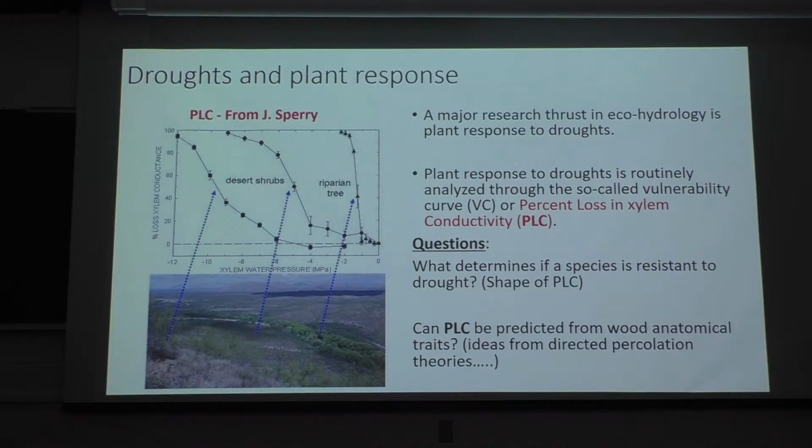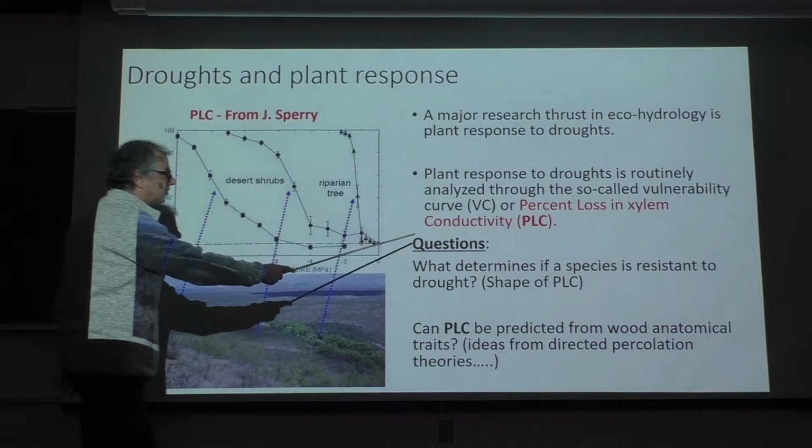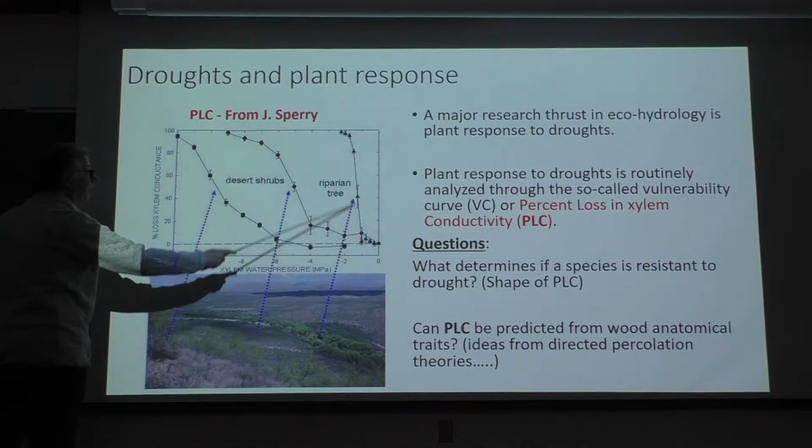So to do that, what we're going to do is try to understand basically a lot of the data sets that have been collected about the relation between stress and conductance. And this is coming from the so-called vulnerability curve, or percent loss in xylem conductivity. Often you might see pictures like this. This is taken from John Sperry, again, a leading figure in this field, where if you plot xylem tension on the x-axis and percent loss of conductance on the y-axis, you see that different species have very different responses.